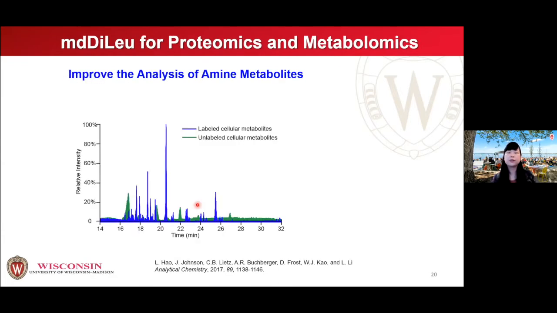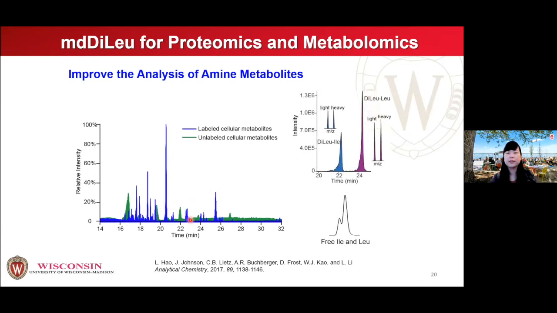Another benefit is that using the DiLeu mass defect labels, we note there is a substantial boost in sensitivity. As you can see in the blue trace, these are labeled cellular metabolites compared to the green. We get a pretty substantial increase in signal intensity. This also helps to increase retention and separation. The bottom shows the non-derivatized isoleucine and leucine, which are partially resolved; after DiLeu labeling, you can see they are very well separated and have increased retention time.